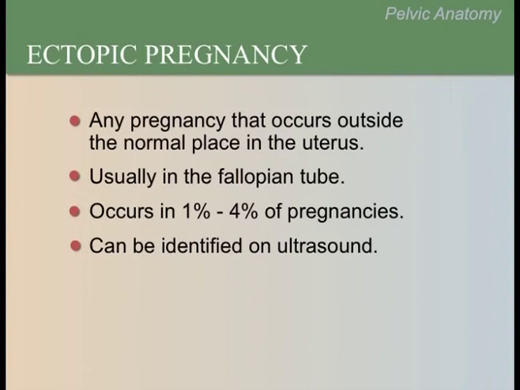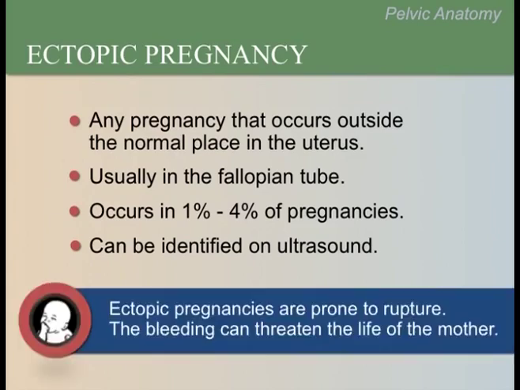An ectopic pregnancy occurs in 1 to 4% of pregnancies. Ectopic pregnancy can be identified on ultrasound. Ectopic pregnancies are prone to rupture, and the bleeding can threaten the life of the mother. We will talk more about how to identify an ectopic pregnancy in a later lesson.